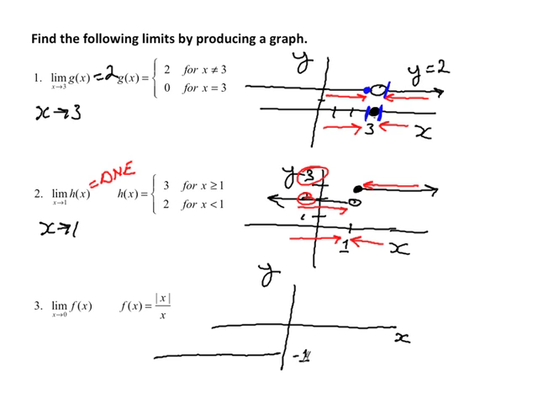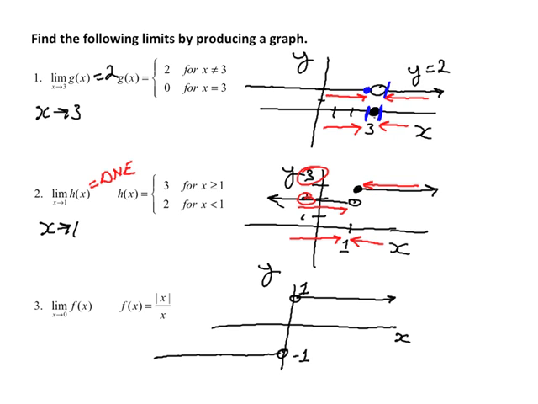negative 1. When x gets bigger than 0, the absolute value isn't needed, because x is already positive. Everything bigger than 0 is positive already. So this is going to be 1. So this is at 1. But what happens when x equals 0? Well, when x equals 0, I get 0 over 0. Well, that doesn't exist. So this has a hole, and this has a hole.